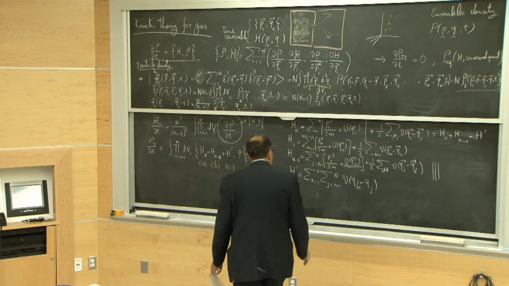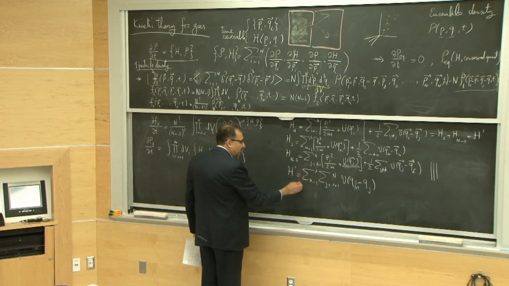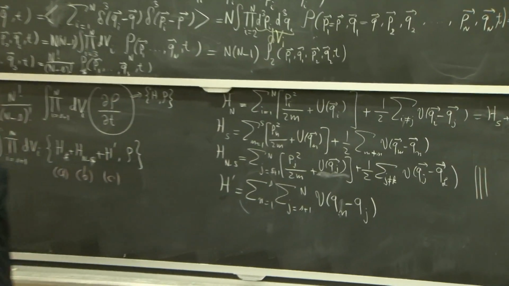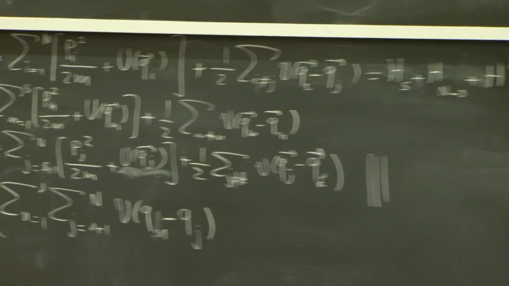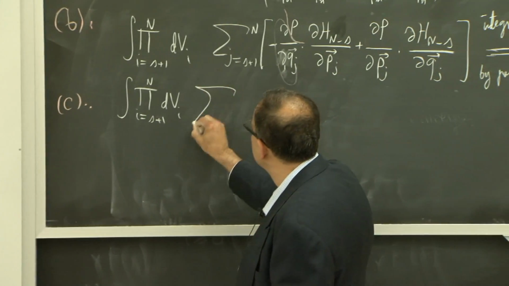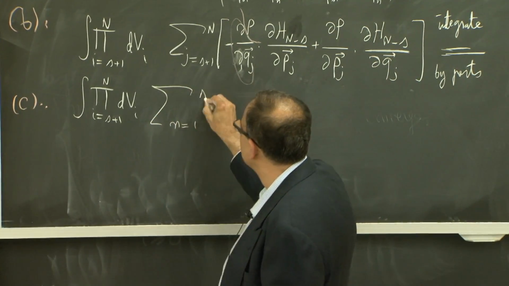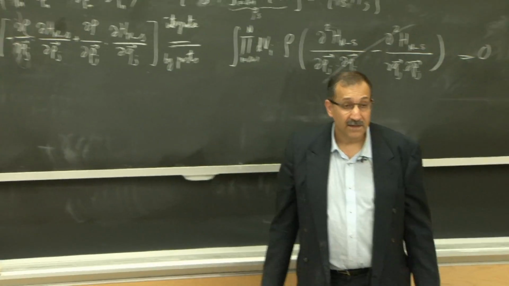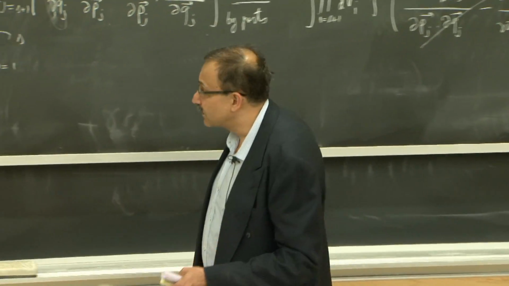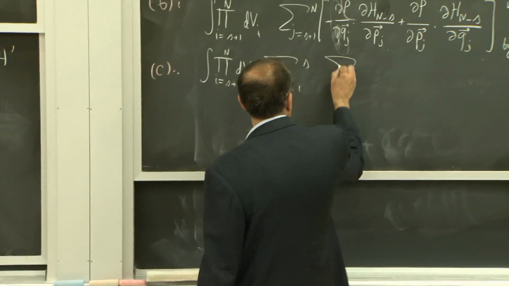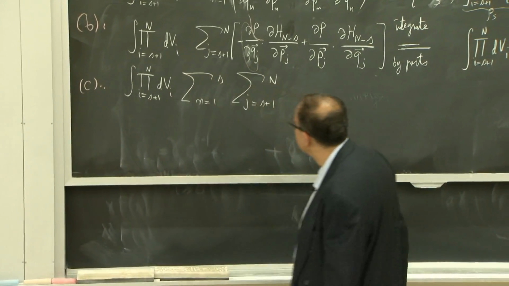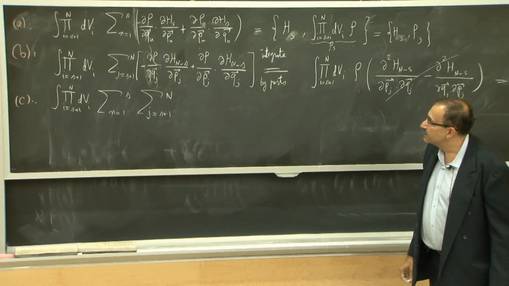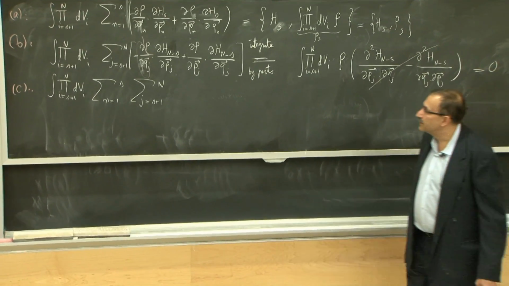Okay. So this h prime involves two sums. I will write the first sum, n running from 1 to s. And then I have the second sum, j running from s plus 1 to n. What do I need?